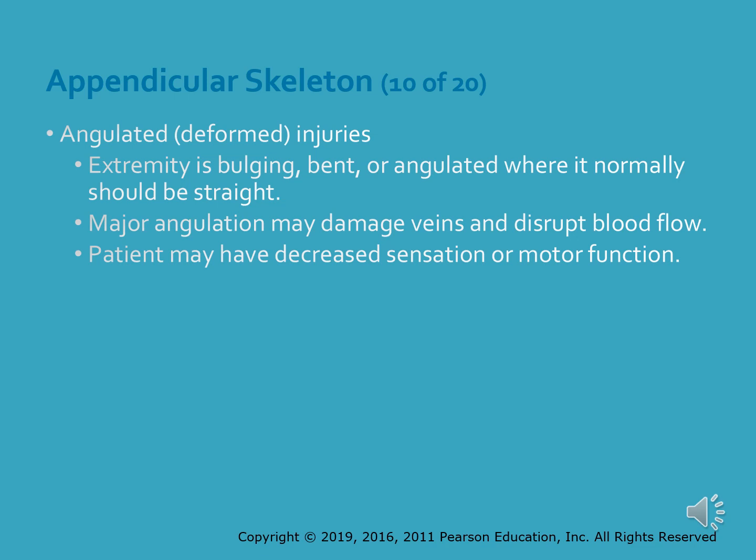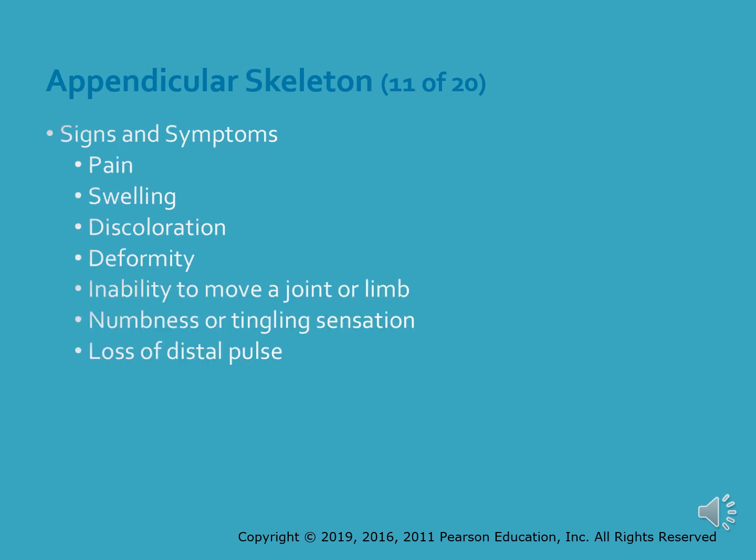So if their angulated injuries are extreme, they can actually cause damage to the blood vessels, disrupting that blood flow. So you may not feel a distal pulse, and the patient may experience a change in sensation and or that motor function. So deformed injuries may be also opened or closed, so just keep that in mind. Signs and symptoms can be pain, swelling, discoloration, deformity, inability to move a joint or a limb, numbness or tingling sensation, and loss of distal pulses.